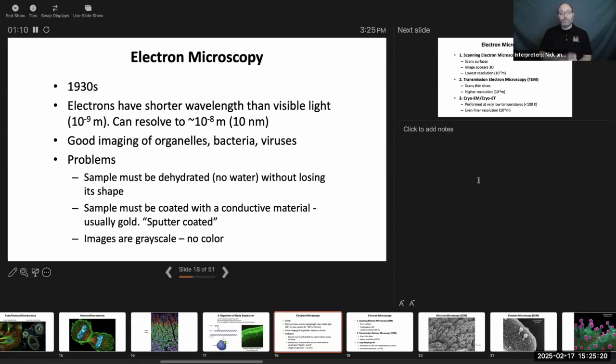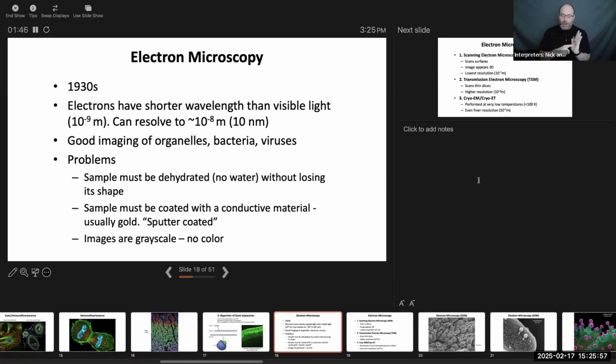There are some downsides to electron microscopy. It's a very complex process and requires some very difficult preparation to get samples ready. For one thing, the sample has to be completely dehydrated. There can't be any water present because the water will disrupt the electric current that's actually used for creating the image. But you have to somehow dehydrate the objects without them losing their shape. I mean, you think about most things that get dehydrated, they shrivel up and they're unrecognizable.